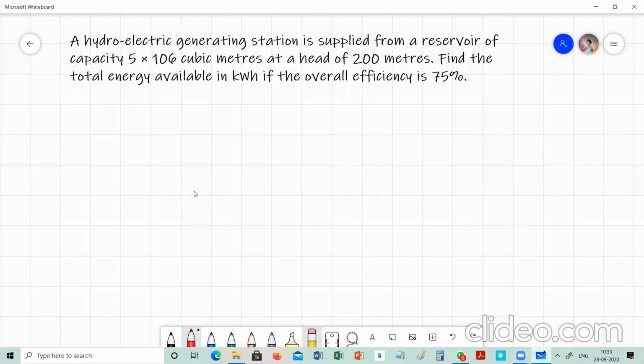Today we will solve the examples on hydroelectric power plant. Okay, and the same examples with a change in values will be given as an assignment. So pay attention.